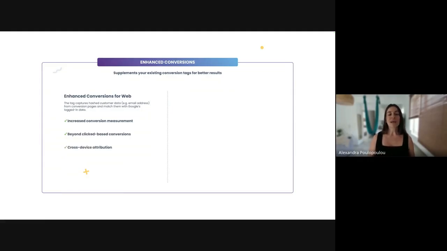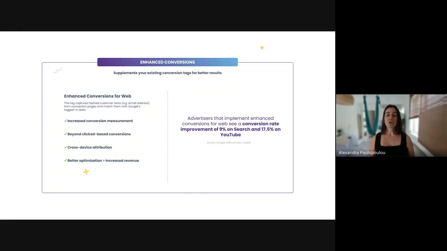And of course, logged-in data can be available across multiple devices. So enhanced conversions can help us go above and beyond with cross-device attribution. If all of this is happening, then we have more, higher quality data, so better optimization for our campaigns, which leads, of course, to increased revenue. Based on Google's global research, advertisers that have implemented enhanced conversions see a conversion improvement of 9% on search and 17.5% on YouTube ads.